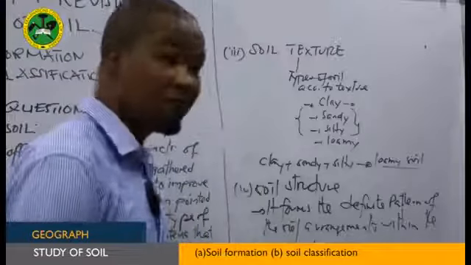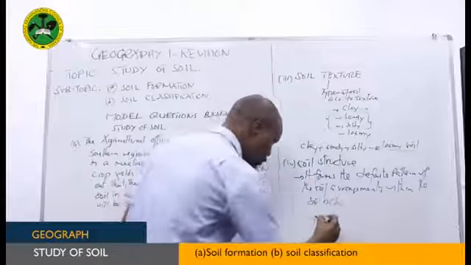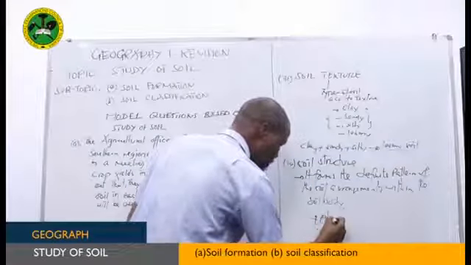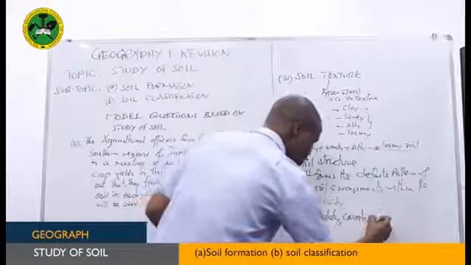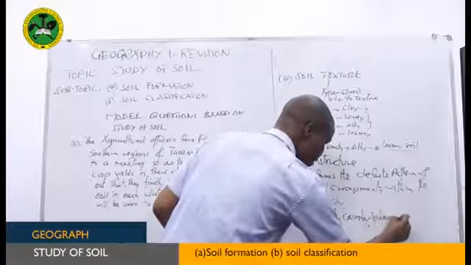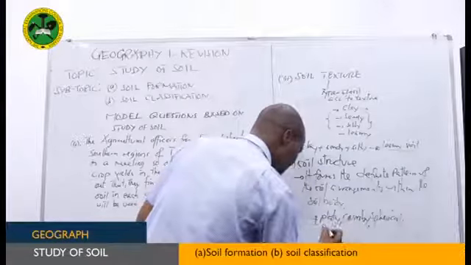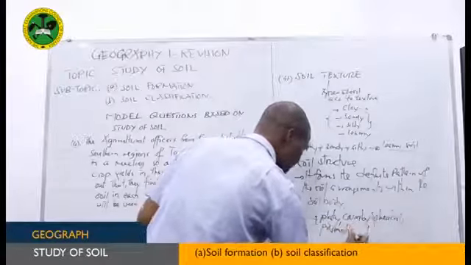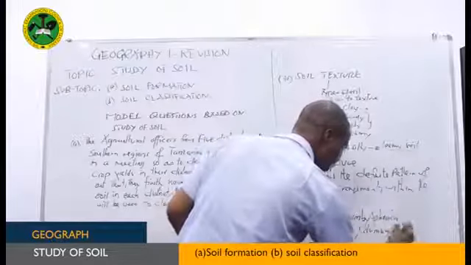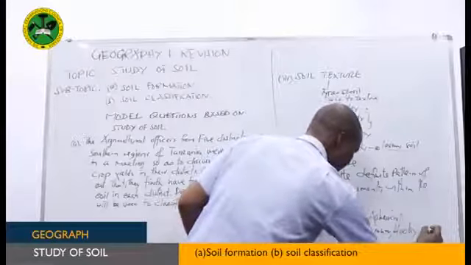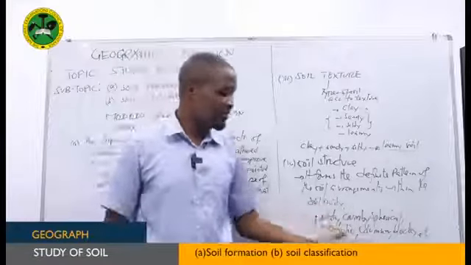So my point is, we have different types of soil structure. We have what we call the plate-like structure, the crumby-like structure, the spherical soil-like structure, the prismatic soil-like structure, the columnar soil-like structure, the blocky-like structure, etc. So these are the soil structures that may be found within the soil body.